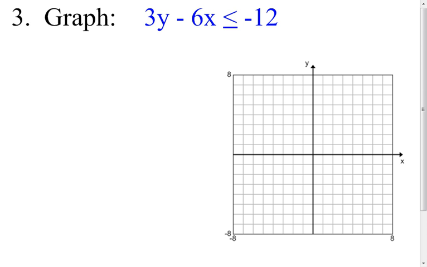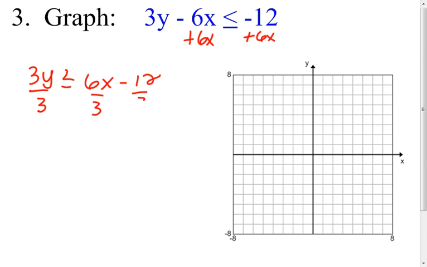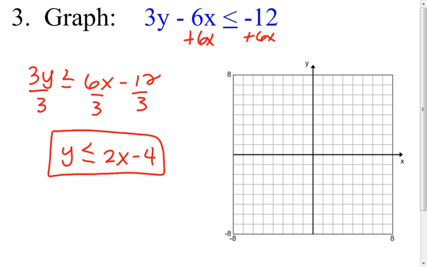All right. Couple more here. This one also is not in y equals mx plus b form, so I will get it there by adding 6x. And so I have 3y is less than or equal to 6x minus 12. Divide by 3. Y is less than or equal to 2x minus 4. So here's my equation now, or my inequality that I'm basing everything off of.